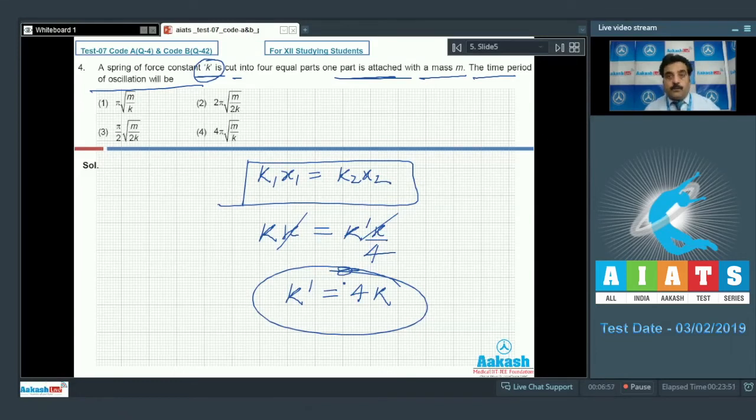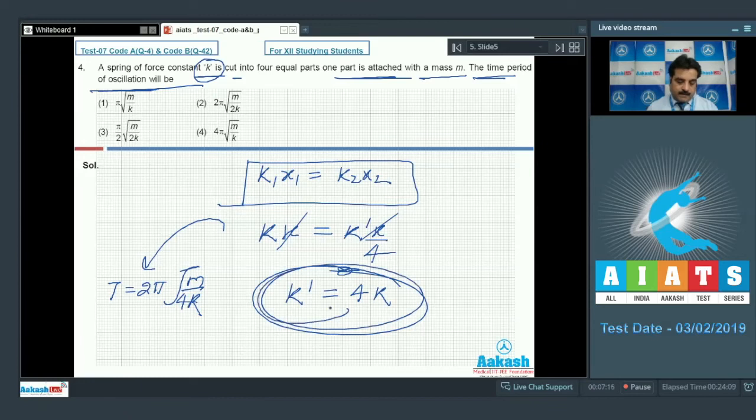Now, to find the time period, because the question is asking for the time period of oscillation: in the case of a spring-block system, time period is 2 pi root of m by K. This is the formula, but in place of K you will write 4K by this relation. So this 4 will come out of the root as 2, then 2 will cancel out. The final answer will be pi root of m by K, and that will be the time period. So option number 1 will be the right choice. Let's move on to question number 5.